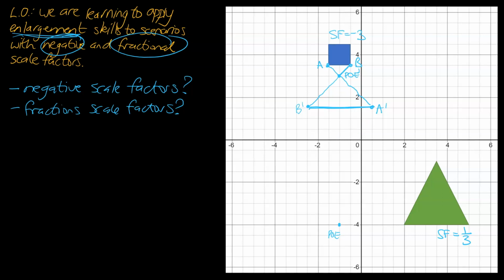And from there, we do have enough information. Because this is a square, we now know that it's 1, 2, 3, 4, 5, 6 long. We can just create our new point. So point C up here, that's going to be in the opposite direction, 2, 3, 4, 5, 6, and that's going to end up being down here. And the same thing with D prime, which is over there. And we can connect those dots, and we've created our negative scale factor. So we've gone to the other side of our point of enlargement.